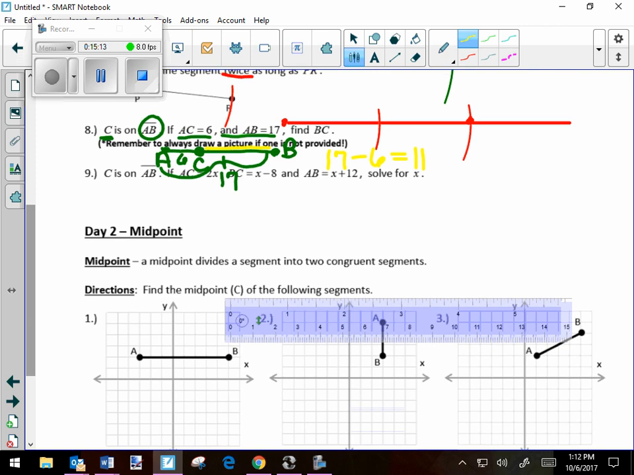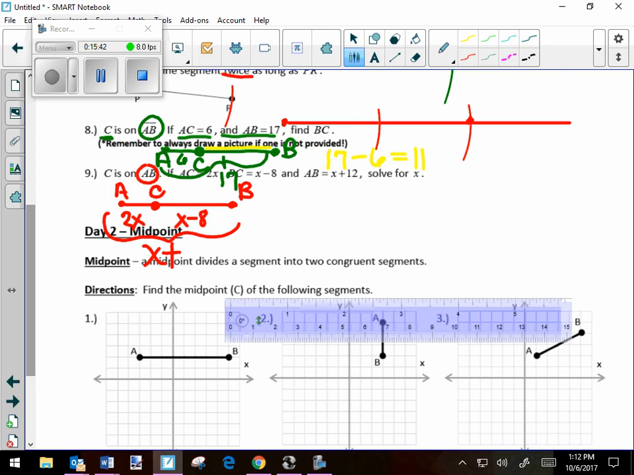Question 9 is very similar. They again tell us that we have a line segment called AB. They tell us that C sits somewhere on it. I would refrain from making it look like it's sitting in the middle because it may not be smack dab in the middle. They tell us that AC is 2x, BC is x minus 8, and that the whole thing is x plus 12.